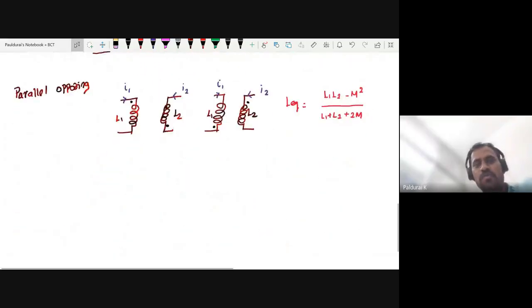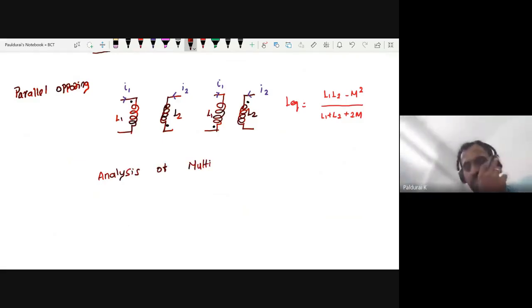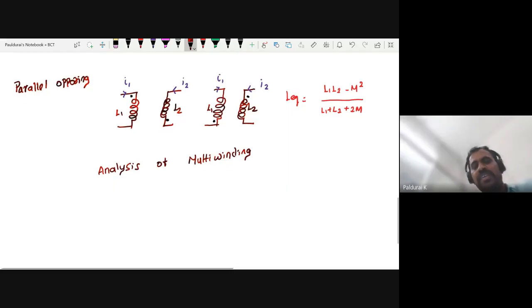Extra things. And one more thing I want to give, very interesting. This time we are going to develop the equation analysis of this. Till now we played with only two coils, right? Namely L1, L2. This time multi winding or multi coils. Okay, analysis of multi winding.